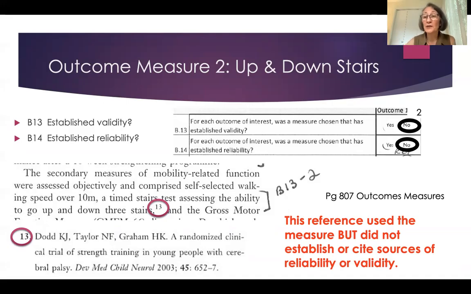But they only chose 3 stairs. And maybe that isn't actually a representation of what is functional in terms of movement up and down stairs. So I've selected no for both of those. It could be argued that maybe established validity might be a yes. And this is where some discussion within a group might happen.